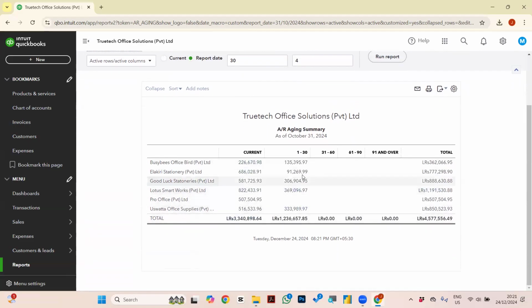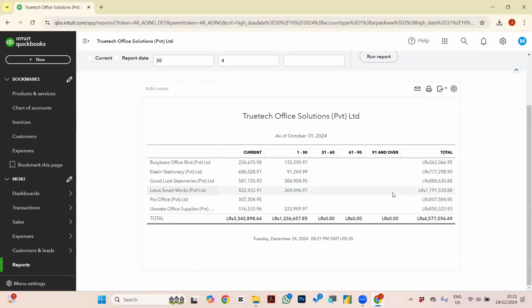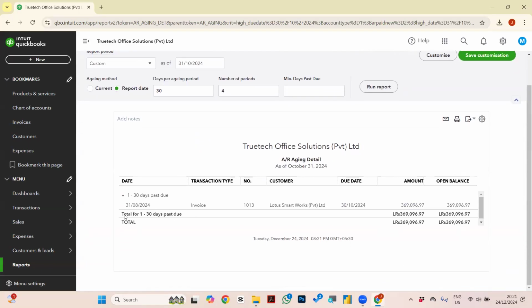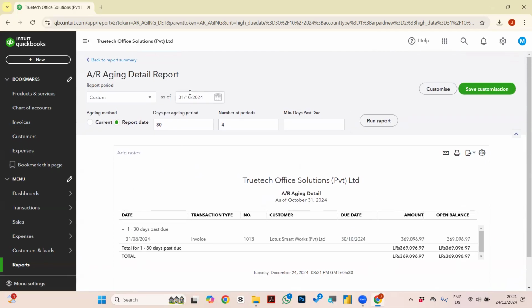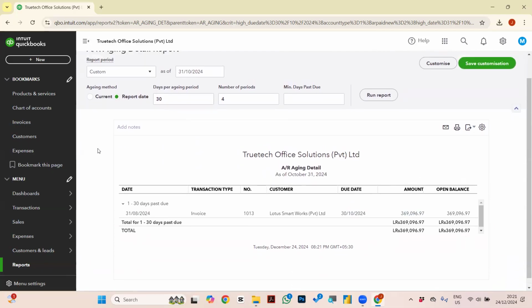So the current ones are there. There are some invoices we haven't received. These are only very few days old. Now I'm going to click on this to see how many days overdue. Now you see here, invoice was issued on 31st August. Yeah. So due date is 30th of October. We are on 31st of October. That means only 1 day overdue.